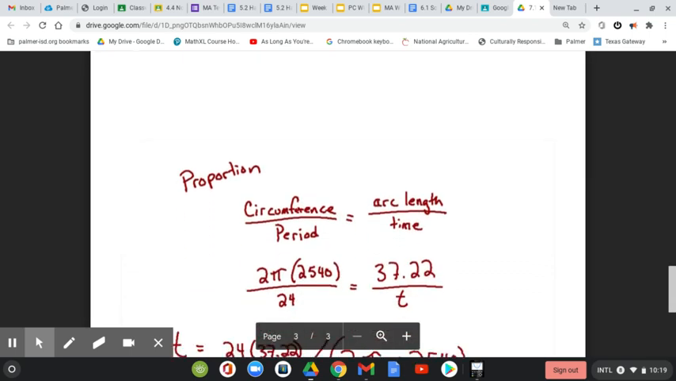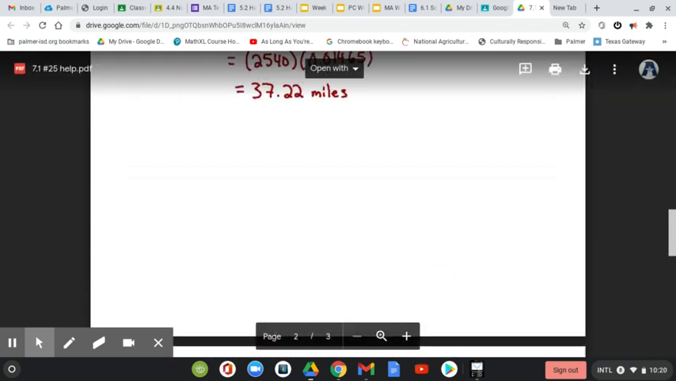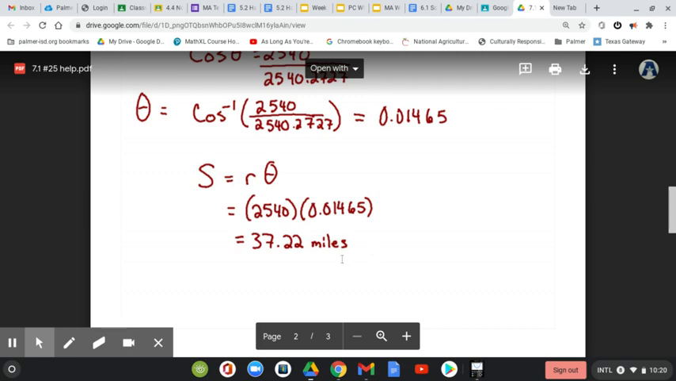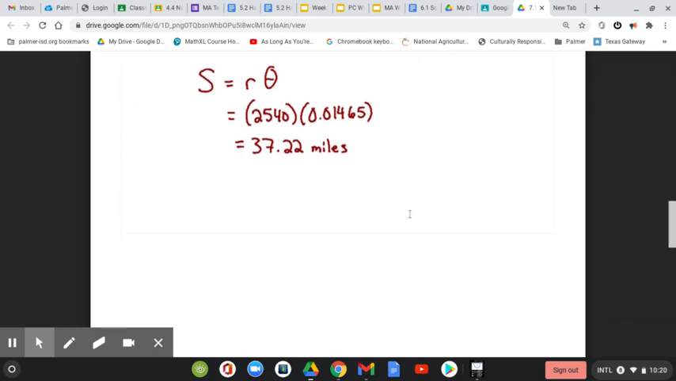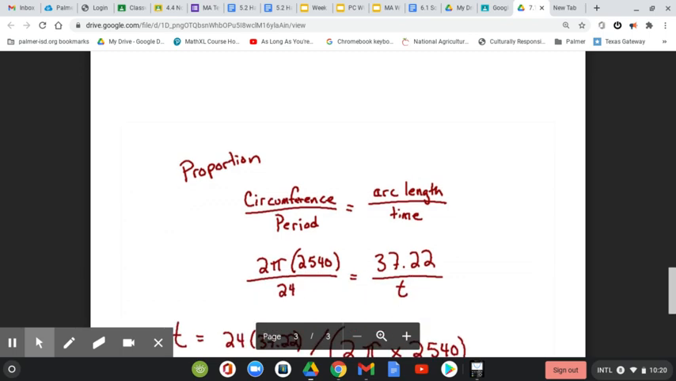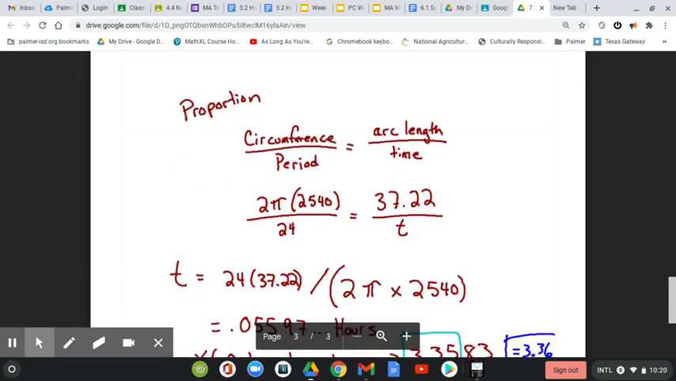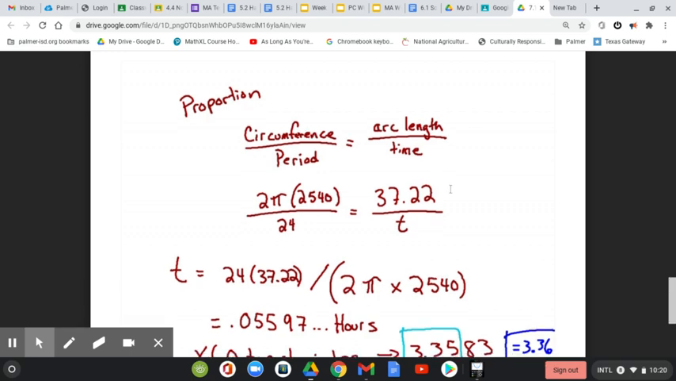And then I want to set up a proportion. This, by the way, is my arc length. So it's the part of that curve that the globe travels in the time that we're looking for. So the circumference is going to be 2 pi r, or 2 pi 2540, and the period is 24 hours. And then that's going to be proportional to the arc length over the time.